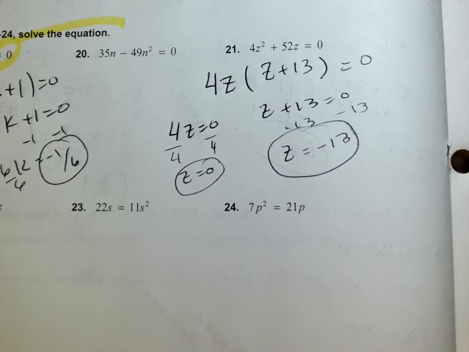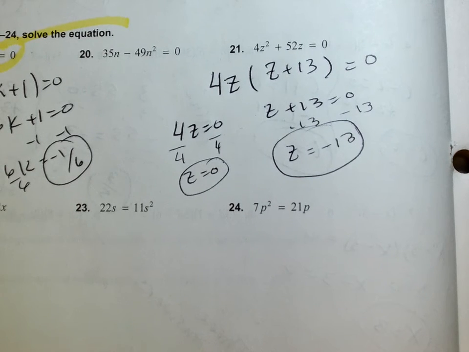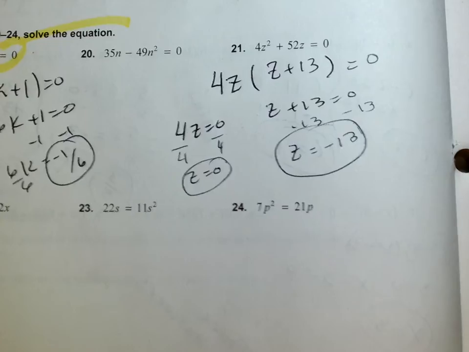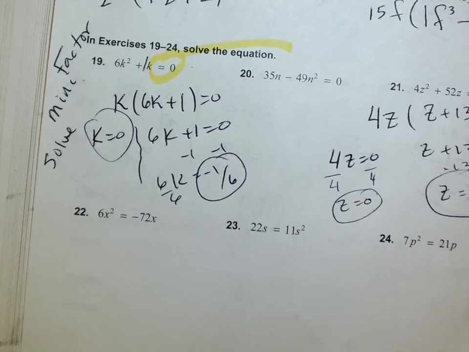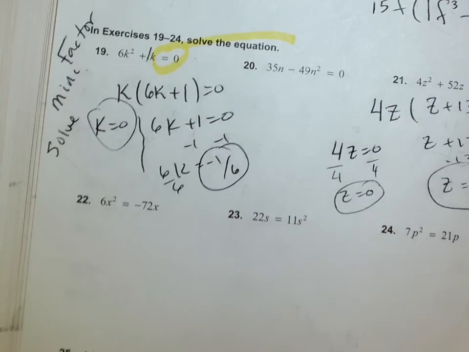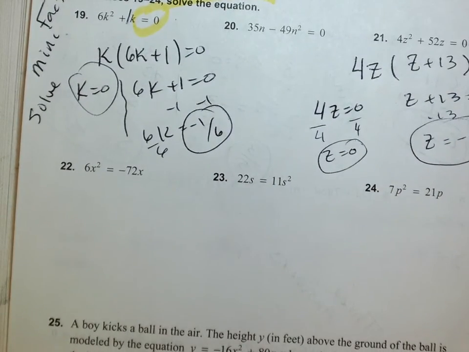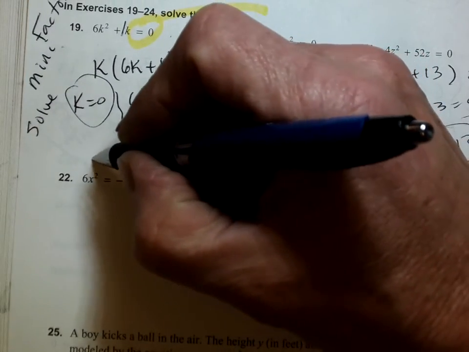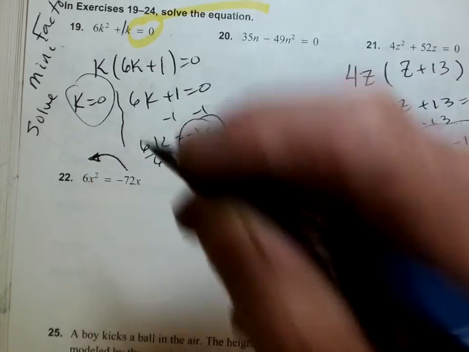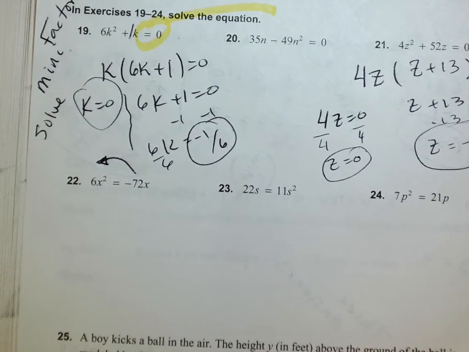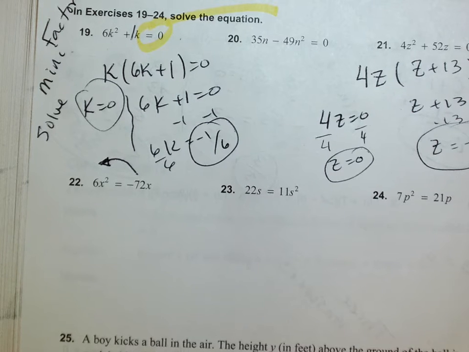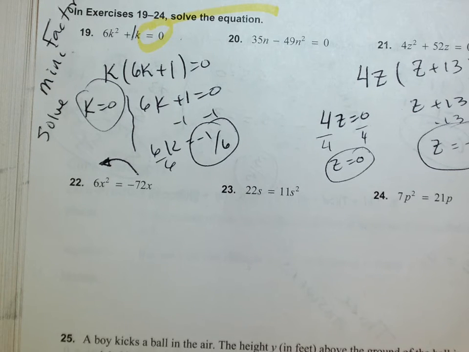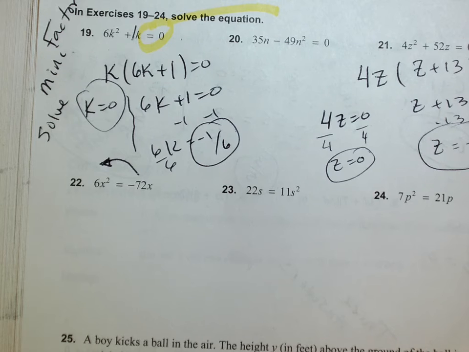I want to do 2 more for sure. So 22. What we have to do is bring this term over so we can factor it, because they've got to be together. So how can I pick up that negative 72x? How do I bring it over?